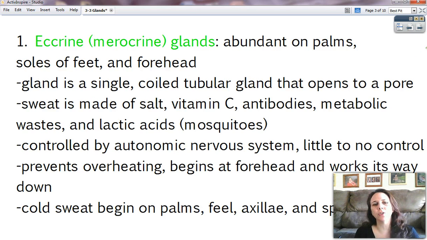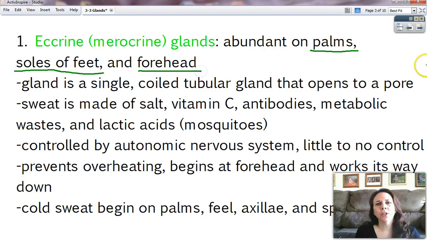If you remember, merocrine glands are the most common type of gland that we find all over your body. And they are mostly found on the palms of your hands, the soles of your feet, and on your forehead. So these are your basically plain old regular everyday sweat glands. When you look at these glands underneath a microscope or a diagram, what you end up with is a single coiled tubular gland. So if this is the skin, it goes straight down and then there's like this big knot of tube, and that is the gland. And it opens up to a pore on the surface of the skin right here.